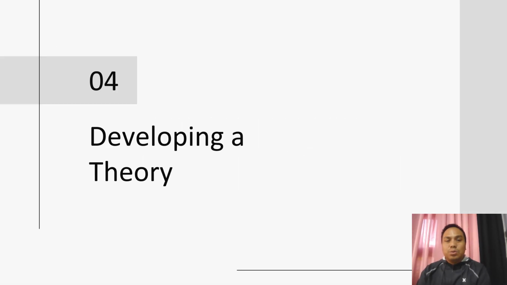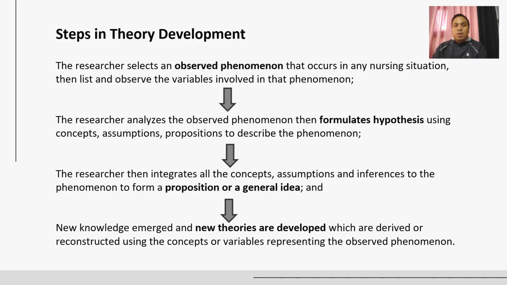Next, how to do developing a theory. So these are the steps in theory development. Begin with the researcher selecting an observed phenomenon in a nursing situation and identifying the variables involved. Next, the researcher carefully analyzes the phenomenon and begins to formulate hypotheses using the concepts, assumptions, and propositions to explain what is happening. And after that, the researcher integrates these concepts and assumptions into broader explanations or general ideas that connect the variables and relationships.